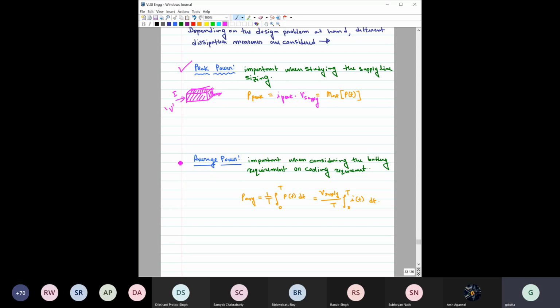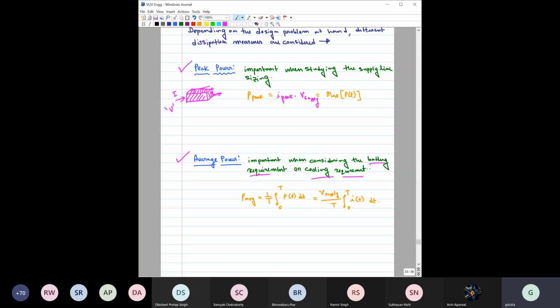Then another term is the average power. Average power is important when you are considering the battery requirement. When I say the average power consumption is this many milliwatts, and I have a battery of this many milliampere hours, how long does my battery last if I use this? So while considering the battery requirement, the average power is important. Another important thing is the cooling requirement, right? If you say the average power of the IC here is, say, 0.5 watt.